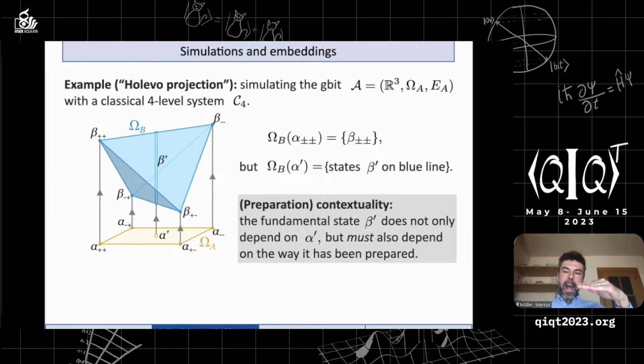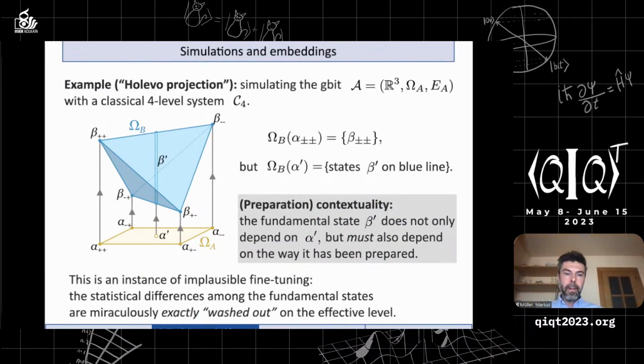The fundamental states that are actually prepared do not only depend on the effective state alpha prime that you think you have prepared, but it must also depend on your procedure, like how you have prepared that state. And we think that this is an instance of an implausible fine-tuning, because the statistical difference between all these beta primes, among all these fundamental states, they're somehow miraculously washed out so that you don't see them in the laboratory on the effective level. It's a bit like models for Bell non-locality that postulate superluminal information propagation. Somehow you have to have a mechanism that hides the superluminal propagation so that you cannot in your lab build a Bell telephone, which is an instance of fine-tuning.